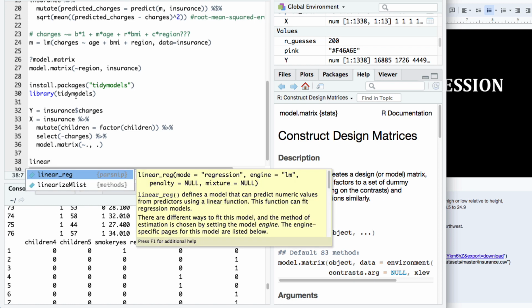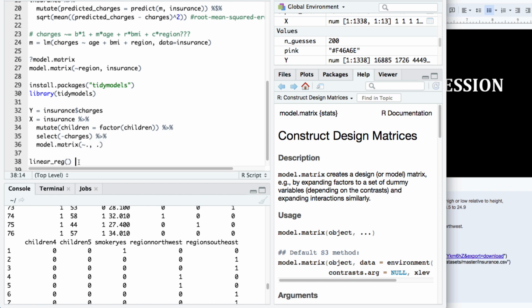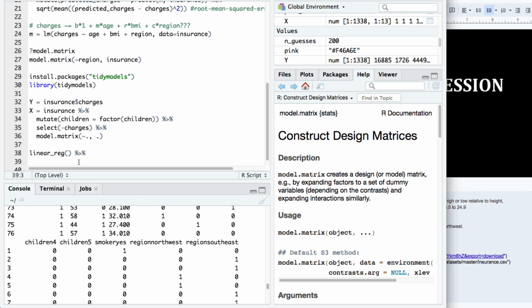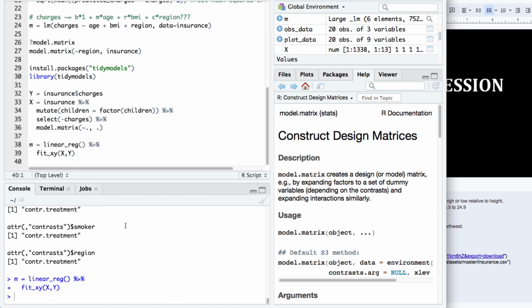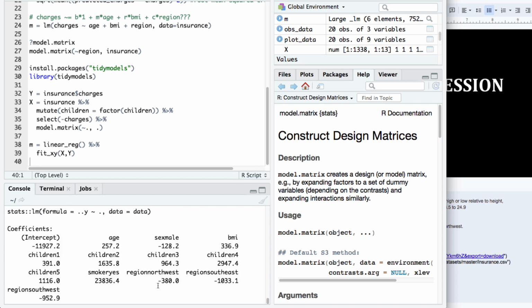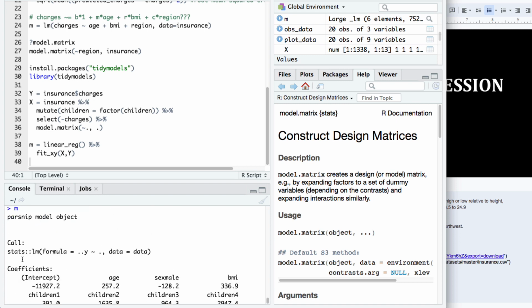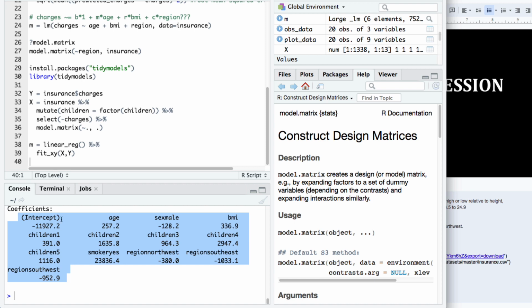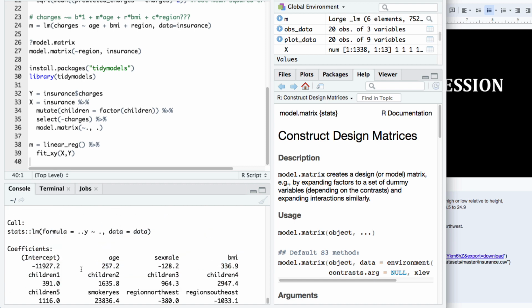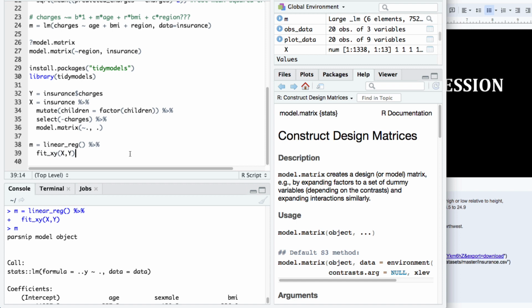Now I use tidy models stuff. So linear reg just says set up a linear regression. Don't do anything else. Just kind of set it up. And then if I want to fit it, I can use fit XY. And then I can explicitly pass this matrix and that output. And let's save that into M. And I can print this, and then you can see that under the hood it's doing the same thing. It's just getting all these coefficients, but you've done it more explicitly, controlling the inputs.